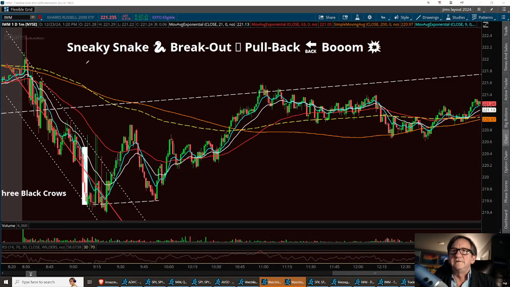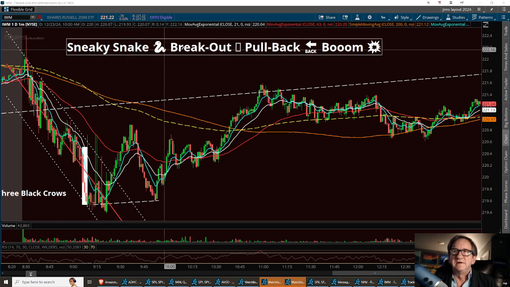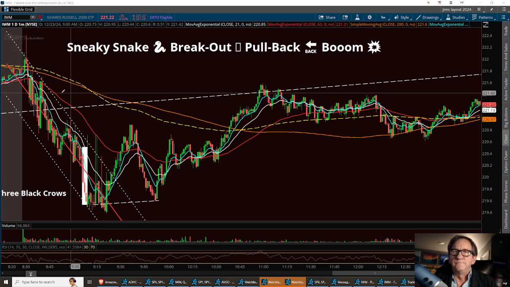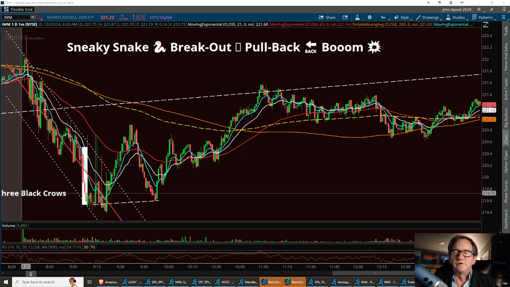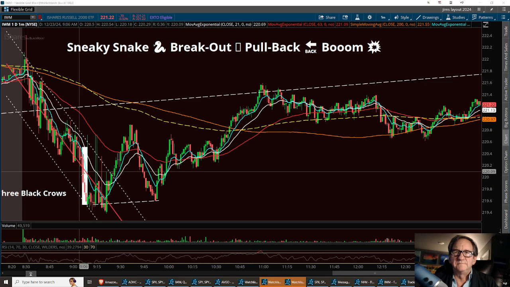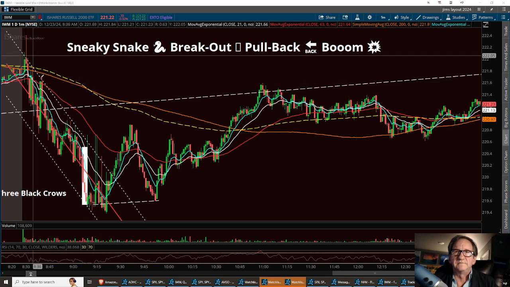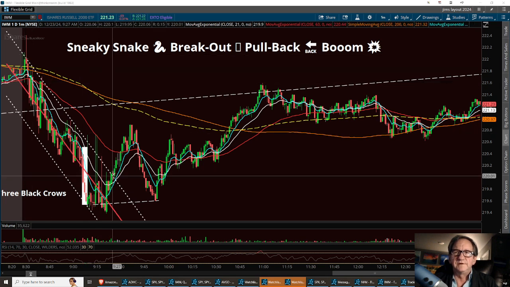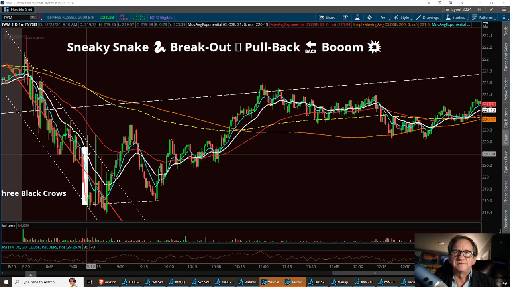So here's the IWM, sneaky snake, breakout, pull back, boom. There's your snake, breakout, pull back, boom. In this trade, the snake comes down, knifes down, then you got 1, 2, 3 times that the body of them candles hit that snake, and then she went ahead and breaks out.